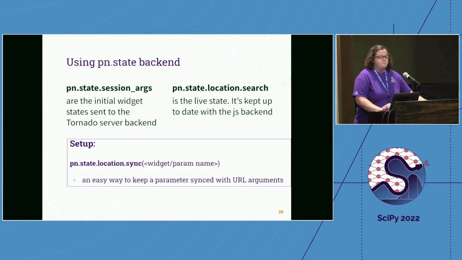And so all we have to do is a little bit of setup, because not all the information is passed back and forth every time you move the slider widget. That would be pretty heavy. So in order to set it up, we just need to call state.location.sync, and then we give it either a widget or a parameter name, and that will say, okay, now we're going to sync this particular widget value to the back end.